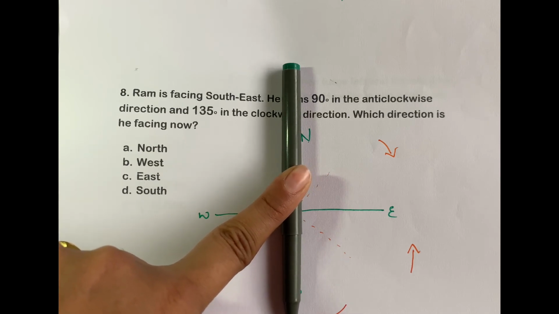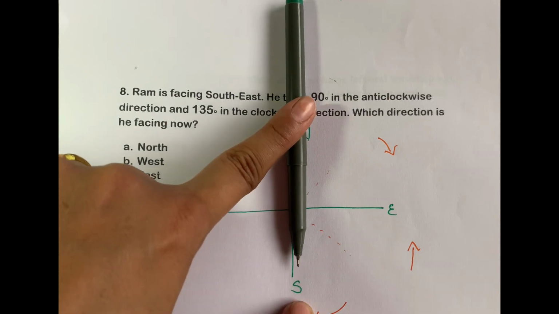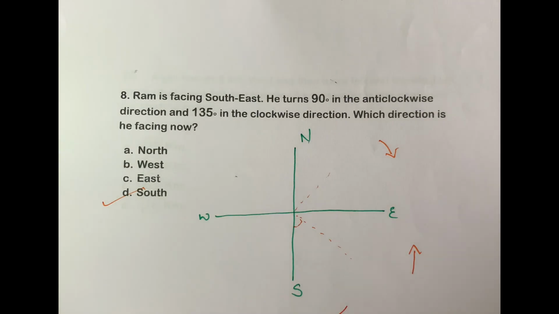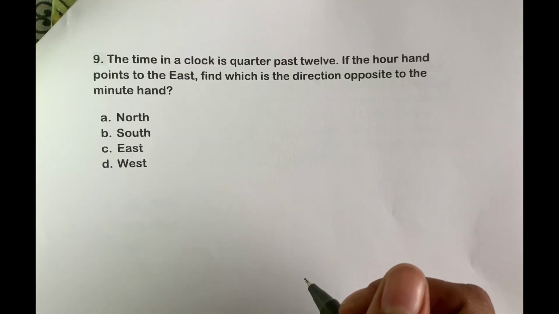So we can clearly state that this is south. So the answer is D, that is south. Moving on to the next question.